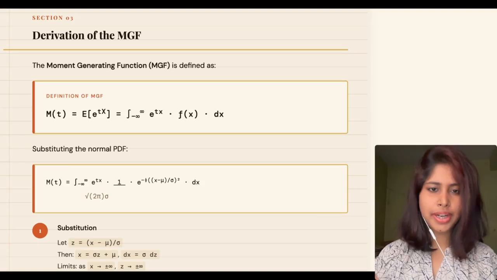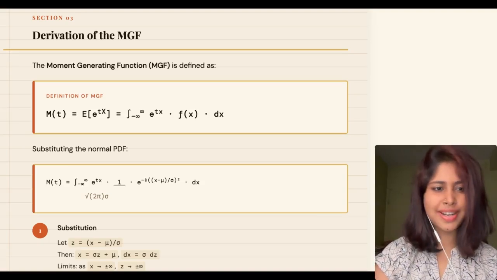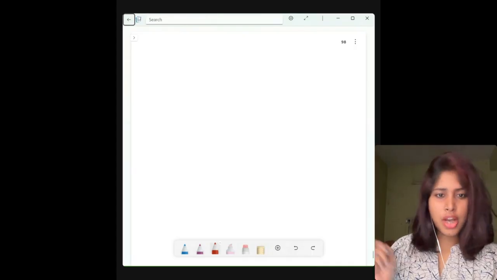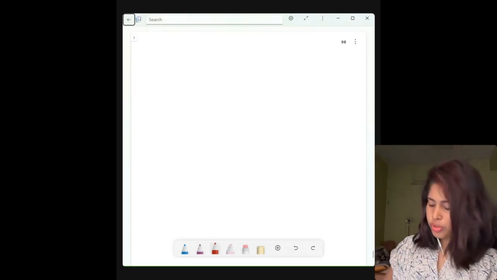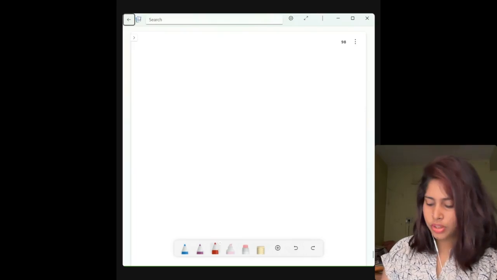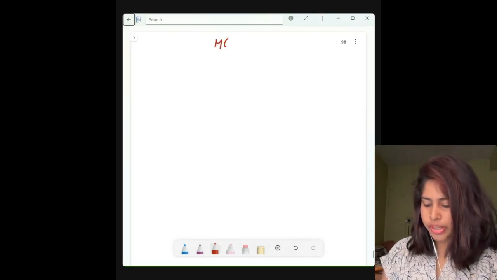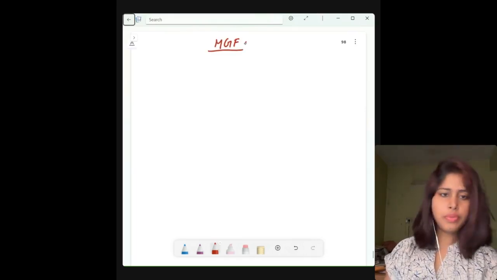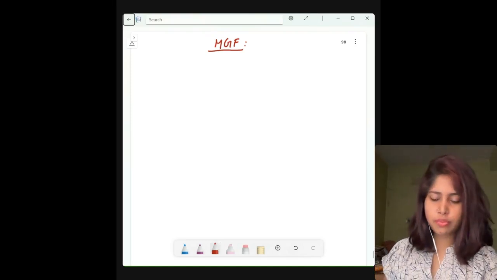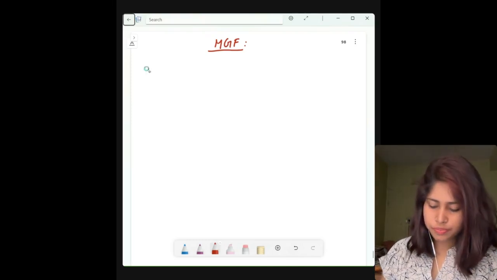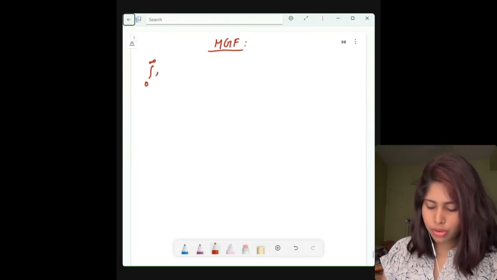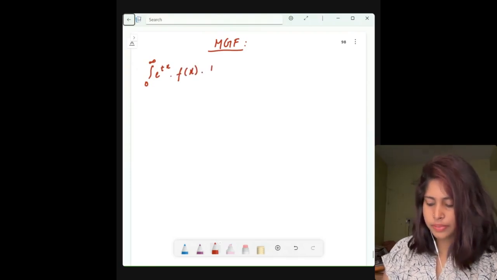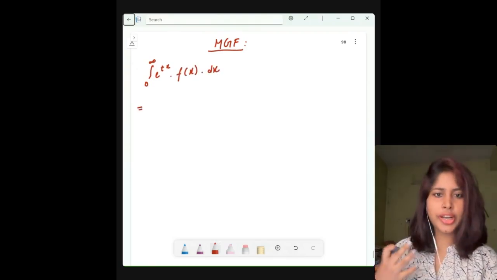Okay, just a moment while I change my slide. Now let us start with deriving the MGF, right? Now, as I have told you already, let me write it down. So we are going to do the MGF. Okay. Now, what is the formula for MGF? Let me write that down. From 0 to infinity, we are doing e to the power tx times f of x dx. Okay, this is what we are trying to calculate.